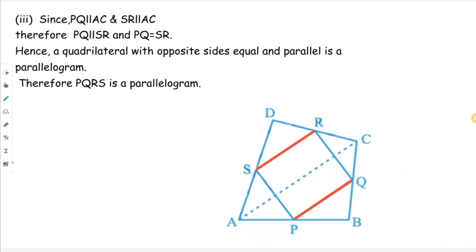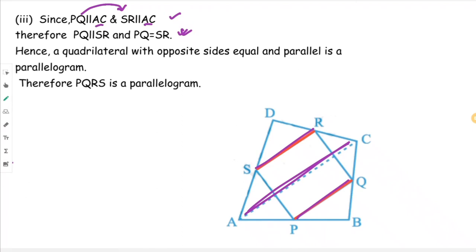Now the last we'll be trying to prove is that PQRS is a parallelogram. Now we already got this: PQ is parallel to AC, and also we've already got that SR is parallel to AC. That's from both 1 and 2. Now when you look here, PQ is parallel to AC and SR is parallel to AC, which means even these two lines have to be parallel and equal to each other.